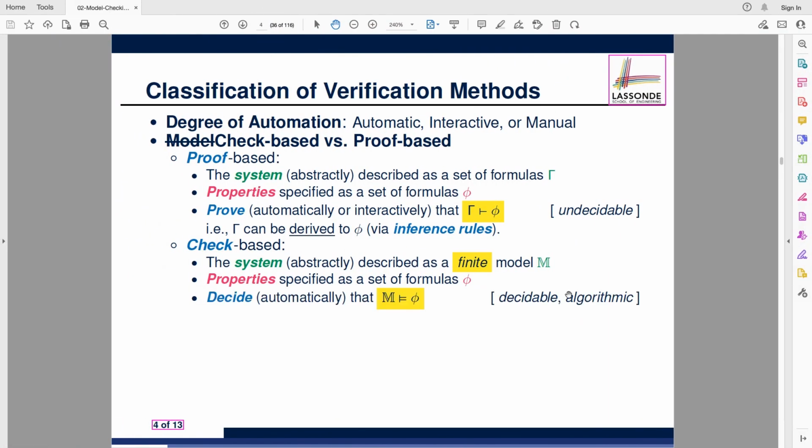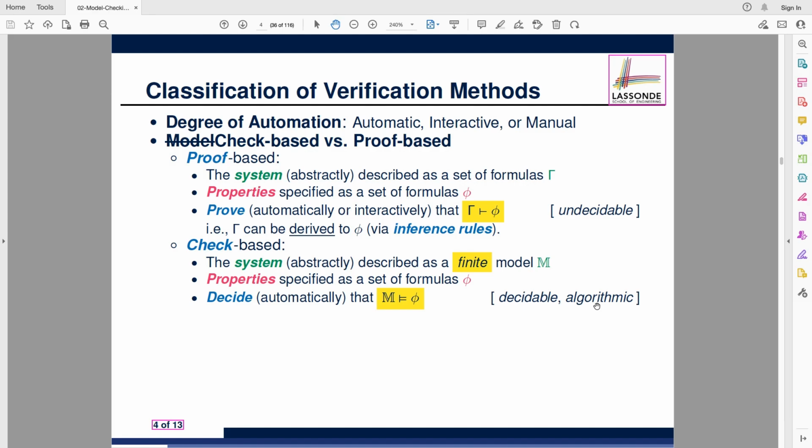Oh, and this part here is decidable and algorithmic. Decidable because all we are doing in the model checker is just traversing a graph. So that's decidable. Depth first search, breadth first search, right? That's what you learned before. Usually depth first search, some modified version. And it's algorithmic. It's some algorithm that needs to be run by the tool.